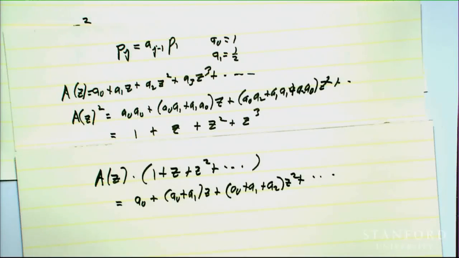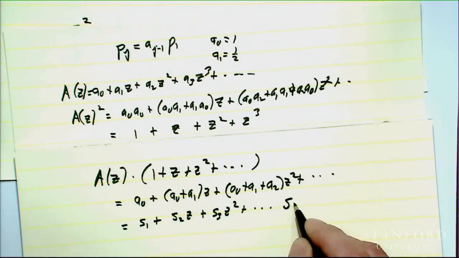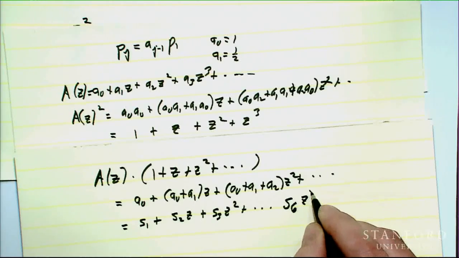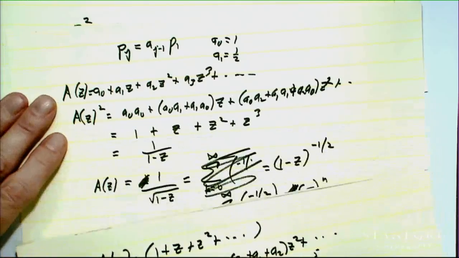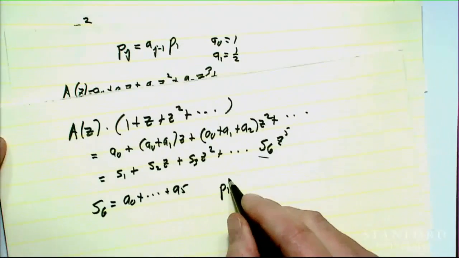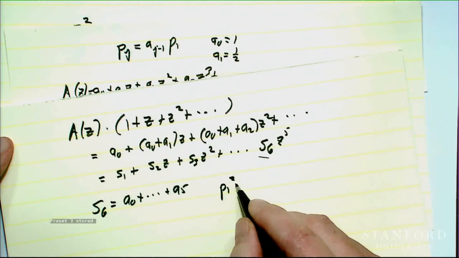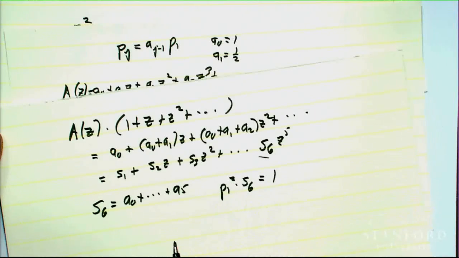Okay, so now I'm going to call this S1 plus S2z plus S3z squared, and so on, because I'm interested in S6 for the 6-sided dice. So the coefficient of z to the 5th is actually this S6 here. S6 is the sum of A0 through A5. And then going back to what I had, I said that P1 squared times S6 is equal to 1. That's the sum of the 6 probabilities.